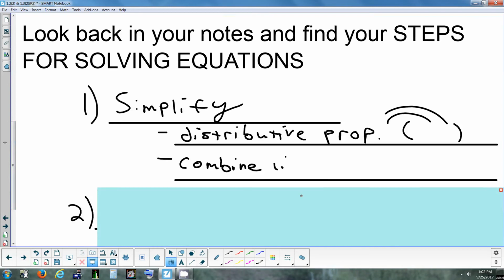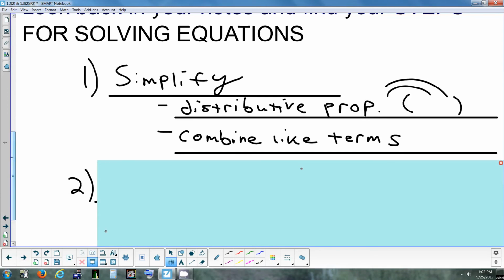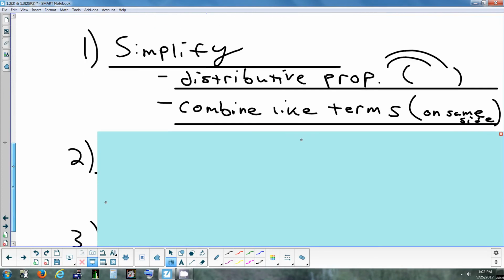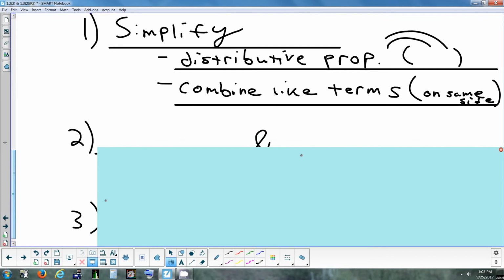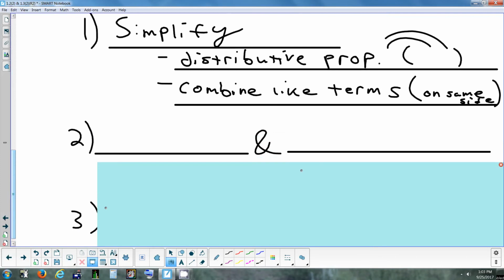Now, as Mr. Hager's writing that, does anybody remember what's the catch? What's the only way you can combine like terms? Where do they have to be? Same. Joe. They have to be on the same side of the equal sign. You can't take one and combine with one on the other side. Because if you do that, you're going to have to use the opposite operation. That's when we're moving variables. We're not at that point. So they can only be on the same side. And you could have like terms on both sides, but they can't be combined across the equal sign.